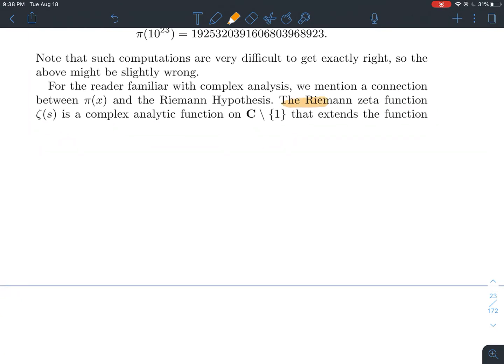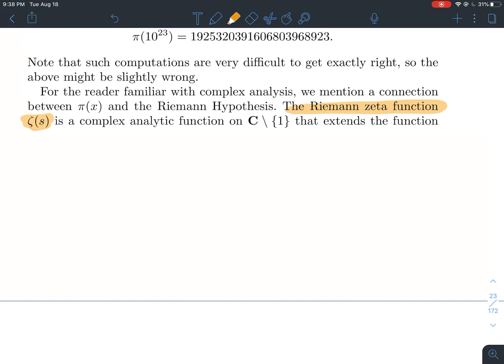But so the zeta function is denoted by zeta of s. S is a complex number like a plus bi. And what is it? It's a complex analytic function, which in some sense means you can take its derivatives, but it's a little bit more than that. Analytic's a very strong word if you take a complex analysis class. Its domain is all the complex numbers except for one.